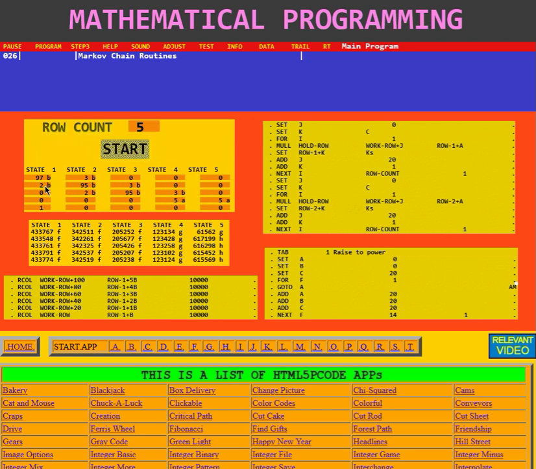Well, let's see. It starts out here. This one is 0.97. This one is 0.03. The rest are zeros. Well, that adds up to 1. The next one starts out 0.02, 0.95, 0.03. That adds up to 1. The next one, 0.02, 0.95, 0.03, adds up to 1.